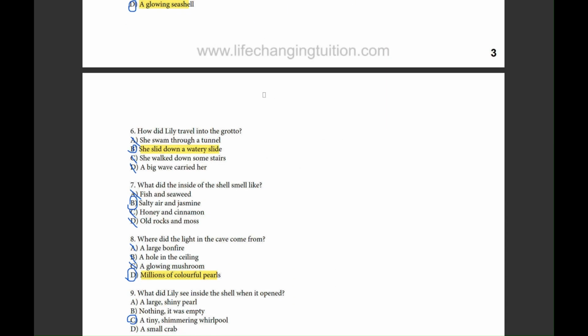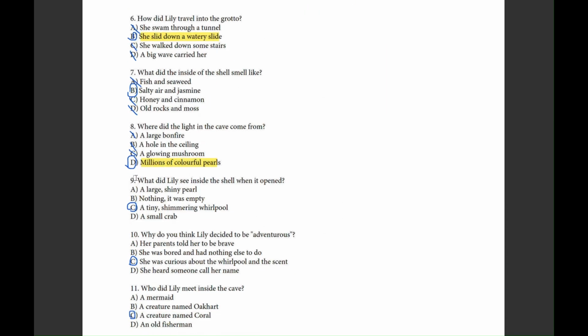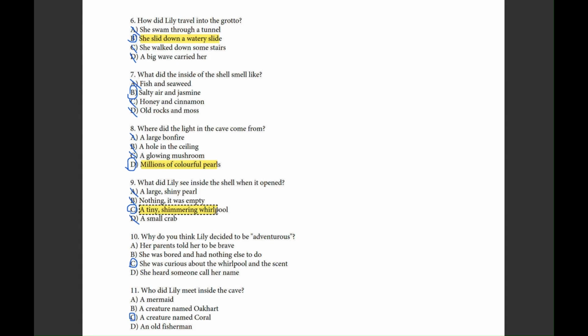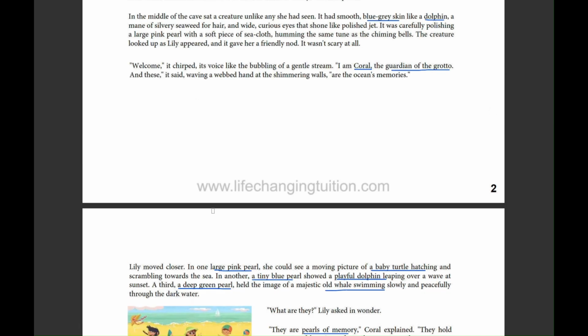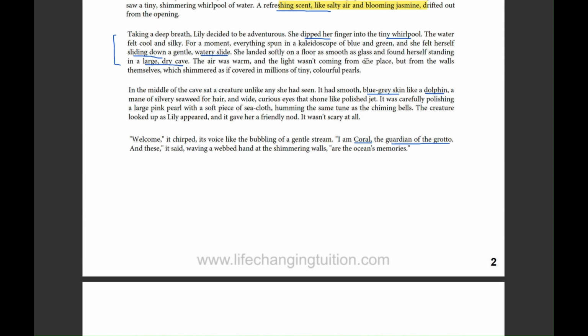Question 9. What did Lily see inside the shell when it opened? Choices: A. A large shiny pearl, B. Nothing, it was empty, C. A tiny shimmering whirlpool, D. A small crab. Why not A, B, D? They don't match the detail. Answer: C. A tiny shimmering whirlpool. Explanation. The shell contains a small whirlpool that becomes her entry.